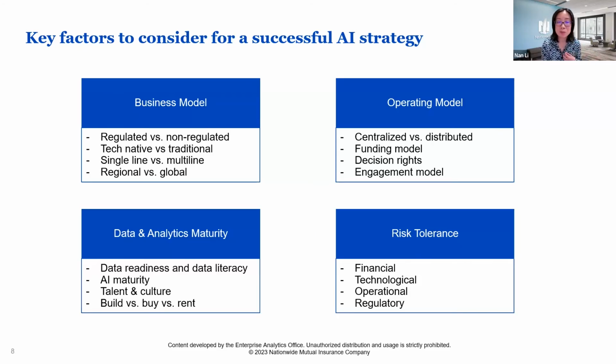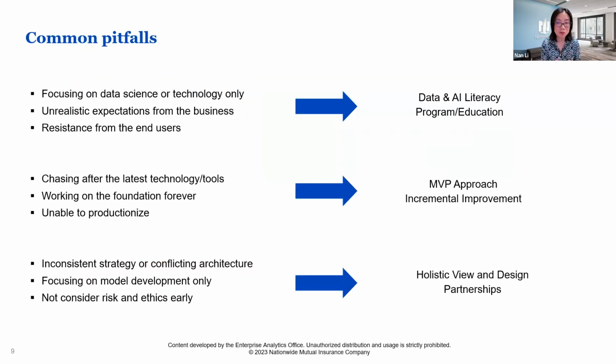I also want to share some of the lessons I learned from the pitfalls you need to try to avoid. I group them in three categories. First, I've seen a lot of people focus on either data science or technology only. They forgot it's a team sport. There are a lot of other things to consider: business engagement, design, and change management. A second is unrealistic expectation from the business or resistance from end users, because they either don't understand what they're getting or they're scared the AI might replace their job.